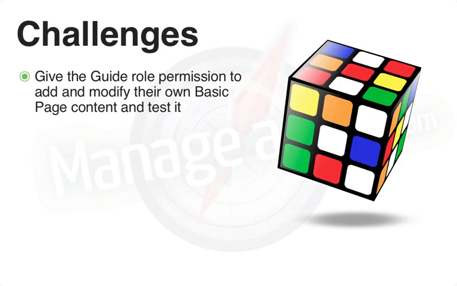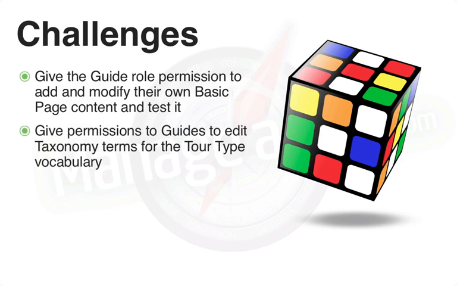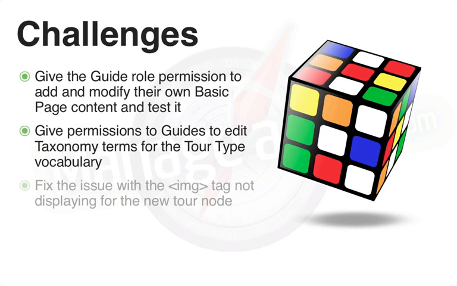If you want a few challenges before you move on to the next chapter, you could give the guide role permission to add and modify their own basic page, and then test it using a browser where you're logged in as Joey using the Masquerade module. Next, you could give more permissions to the guides to edit taxonomy terms for just the tour type vocabulary, and see what that changes in the interface for them.